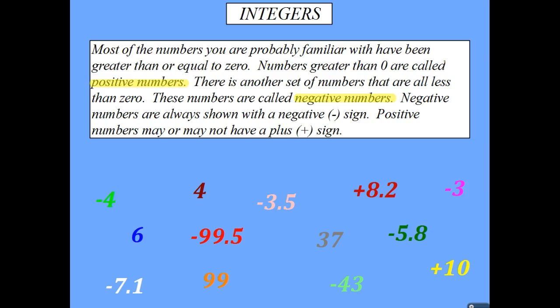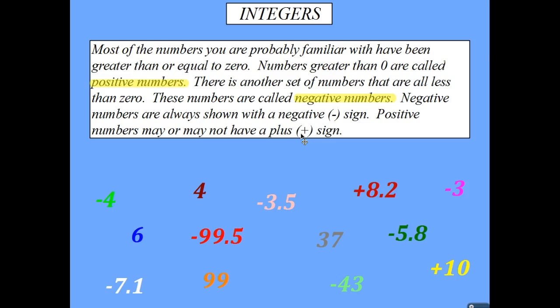Most of the numbers you are probably familiar with, that you've dealt with, are greater than or equal to 0. Numbers that are greater than 0 are called positive numbers. There's another set of numbers, maybe you know them, maybe you don't, that are all below 0, that are less than 0. These are negative numbers. Negative numbers are going to have that negative sign in front of them. That's this sign right here. It kind of looks like a dash. And then positive numbers will oftentimes have a positive symbol, the plus sign here. Sometimes they won't, though. Normally, if the number doesn't have a sign next to it, it is assumed to be positive.